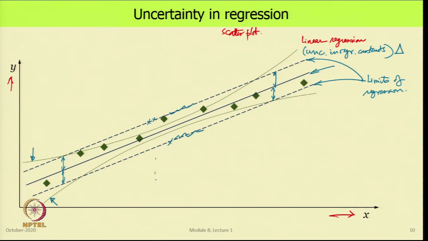And as we have seen in regression, at the middle values of the regression, the uncertainty is the minimum. Going to either end, the lower end or the upper end, the uncertainty increases. So, that is how we would show uncertainties in regression.